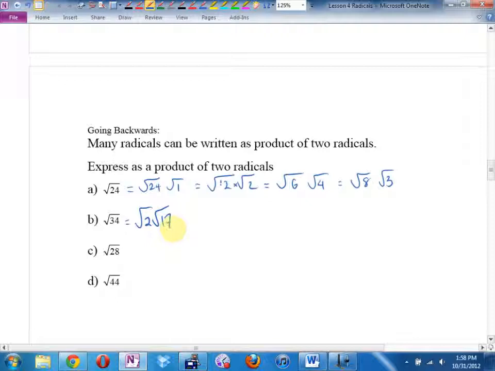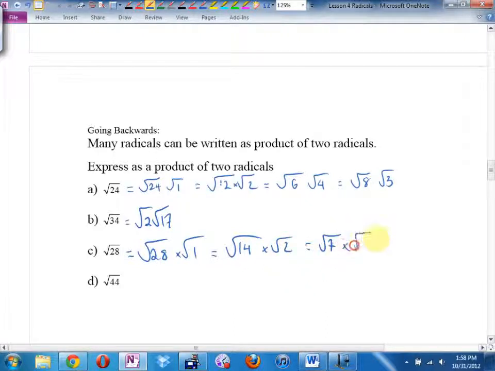Root 28. Well, I can write that as root 28 times root 1. I can write that as root 14 times root 2. I can write that as root 7 times root 4. One of those is much nicer. Root 44, I can write that as root 44 root 1. I can write that as root 22 root 2. I can write that as root 11 root 4. I think that's it.